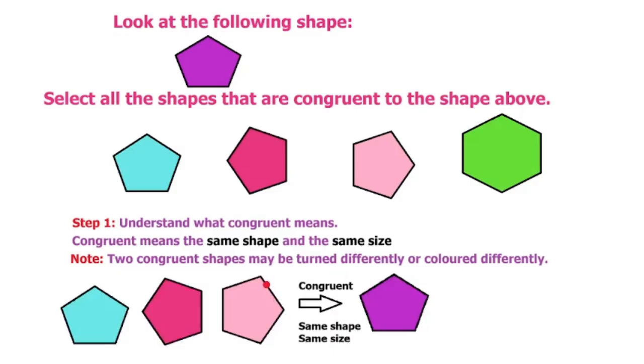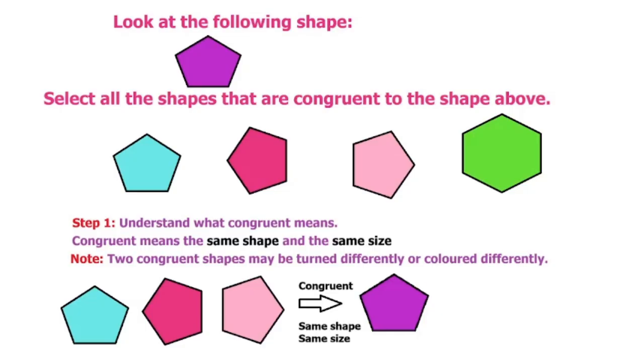So we could see that these three are congruent to this shape. They're the same shape and same size. You could see the number of sides is 1, 2, 3, 4, 5. These all have 5 sides. They're the same shape. They're turned a bit different. They're colored different, but they're exactly the same as this.